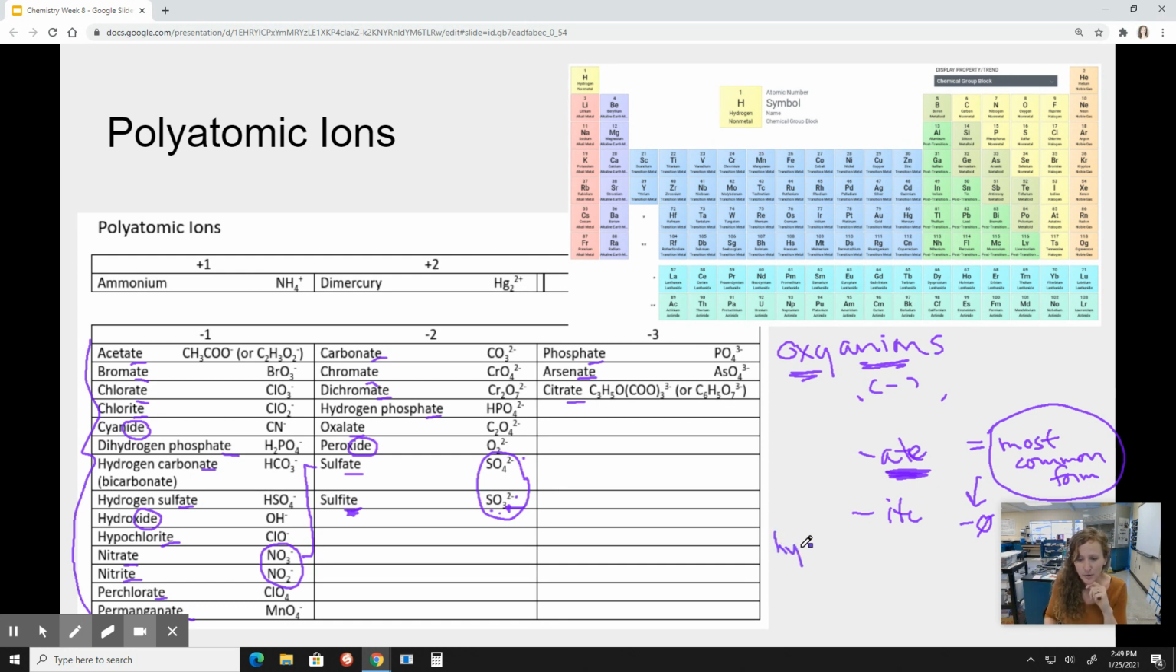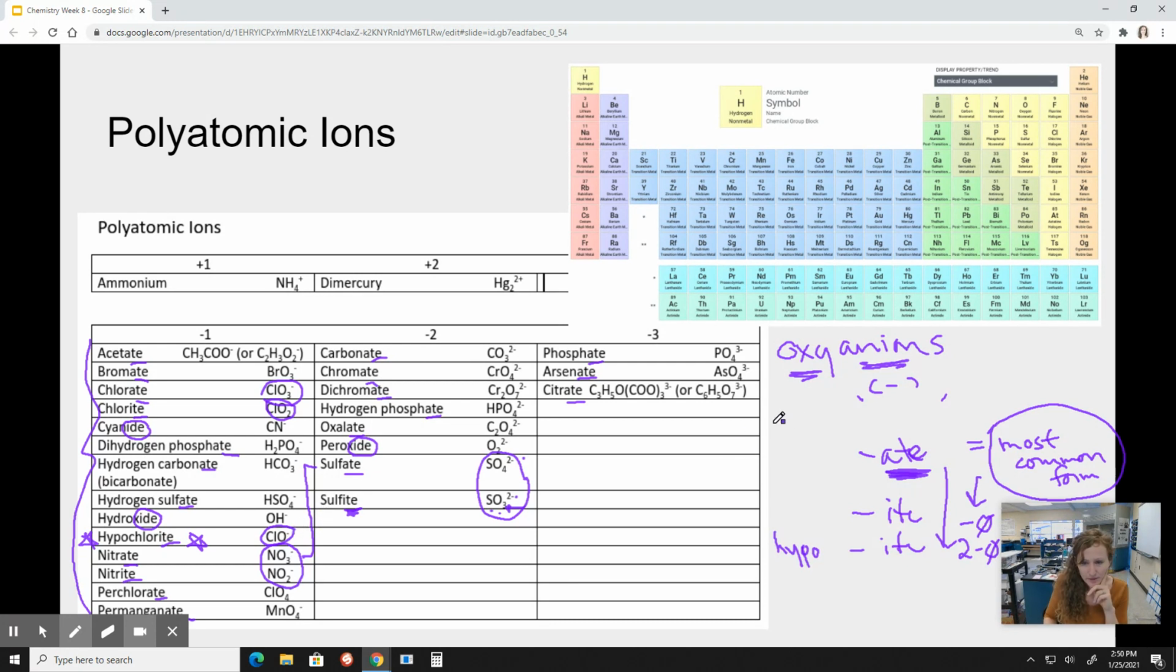One is hypo-ite. Let's see if I have any of those listed on there. Oh yeah, hypochlorite is right here. A hypo-ite form would have 2 less oxygens than the ate form. So chlorate, ClO3 minus, chlorite, ClO2 minus, hypochlorite, ClO minus.